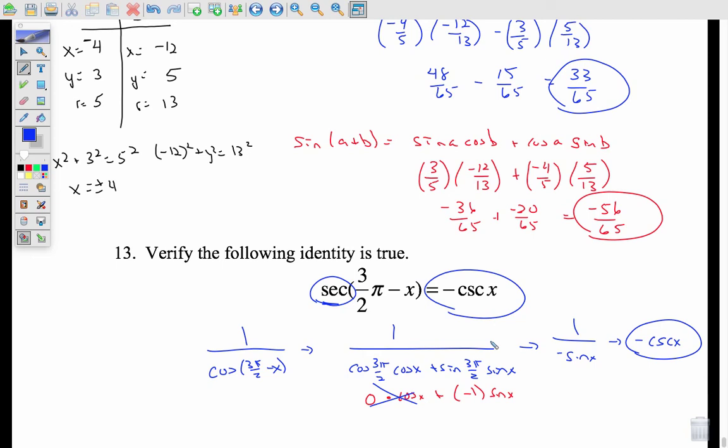Okay, so there's our look at the sum and difference formulas for sine and cosine. Hopefully those are getting well ingrained already. After the assignment, they should be.